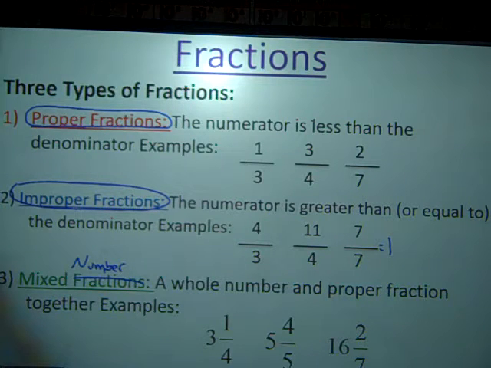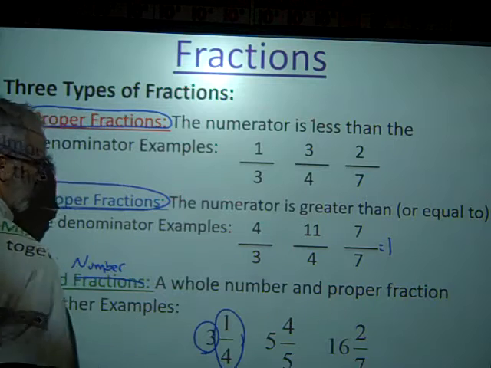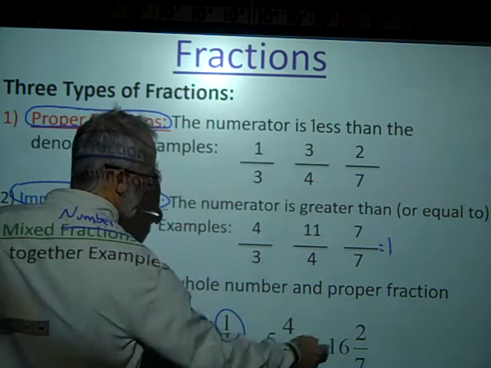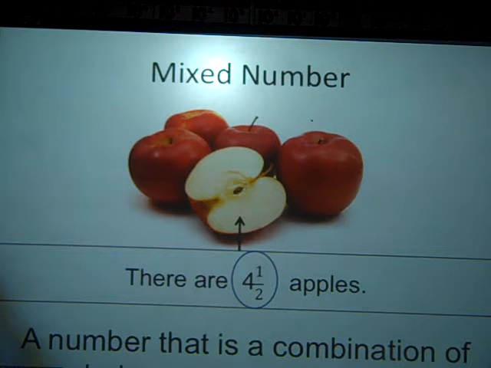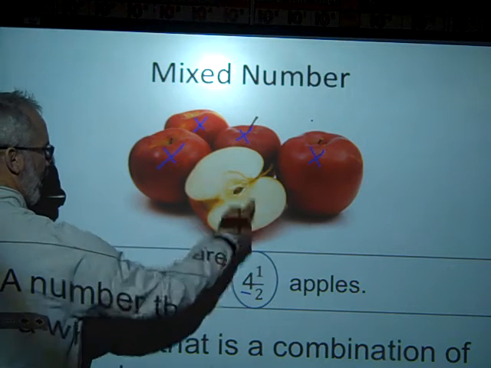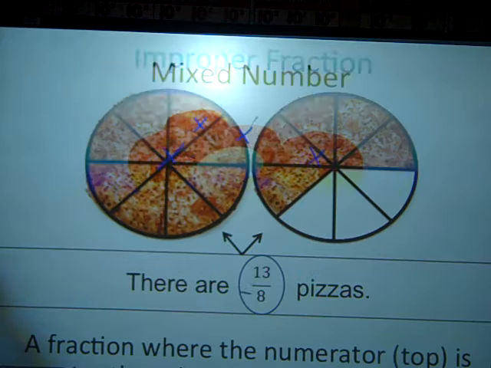And then we have a mixed number, and just as the name suggests, mixed means you have a multiple of things. So mixed here is whole numbers and fractions. So you have two different things here. You have a whole number and a fraction to go with it. So a whole number and a proper fraction together. So 5 4/5, 16 2/7 are examples of mixed numbers. So a mixed number, by definition, there are 4½ apples here. So I have 4 whole apples. That's my whole number. And I have half of a 5th apple. So a number that is a combination of a whole number and a fraction is a mixed number. And that's what I will call them.